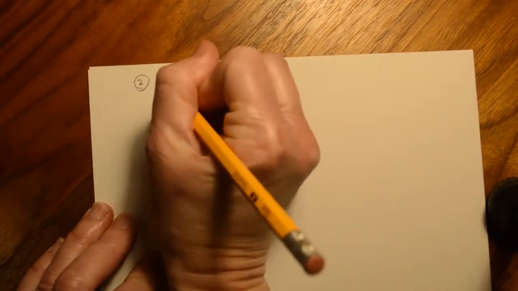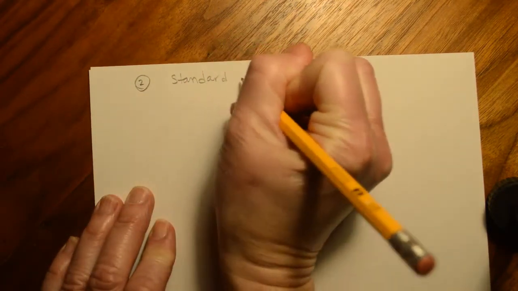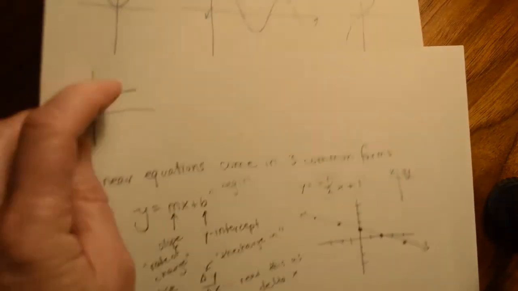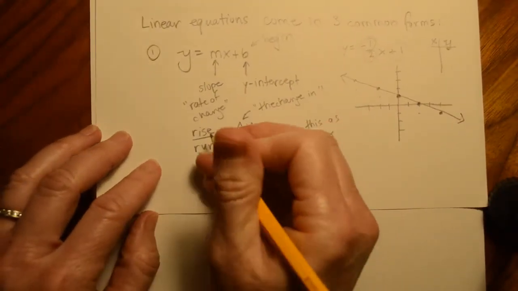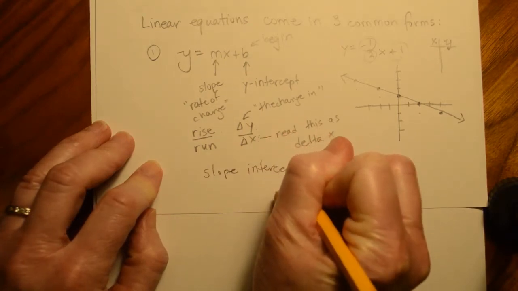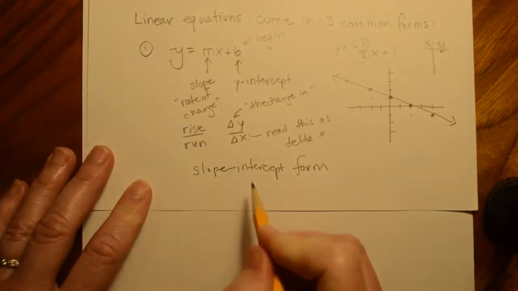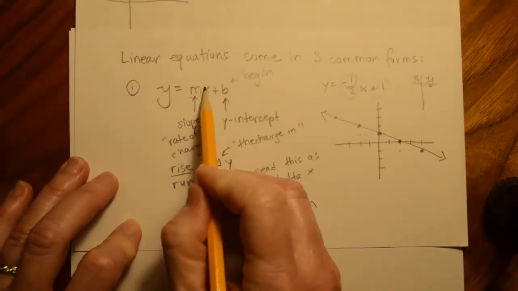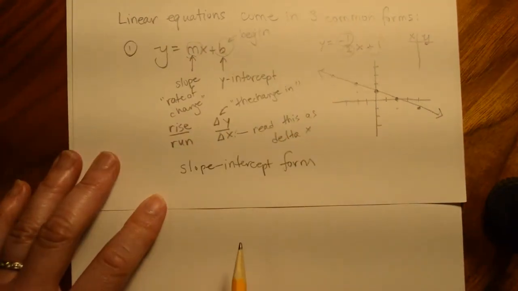The next form is standard form. Sorry, I'm going to go back to the other one because I forgot. The slang is y equals mx plus b form, but technically the name of this is slope-intercept form. And hopefully you're not wondering why that is the case. Hopefully it's pretty obvious that when you read this, you are given the slope and you're given the y-intercept, and so it's called slope-intercept form.